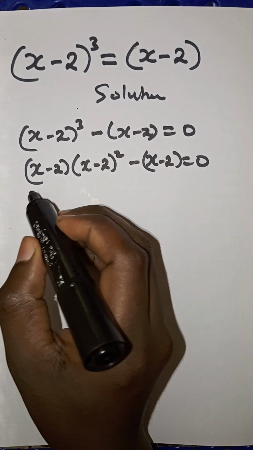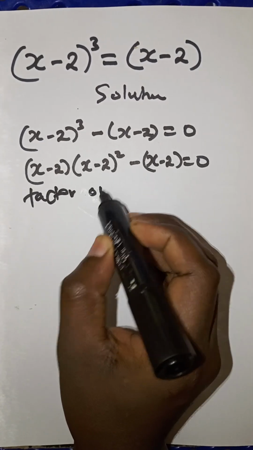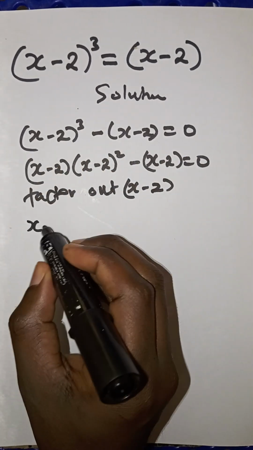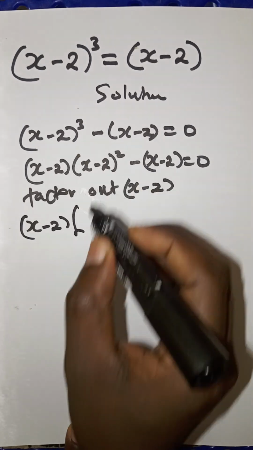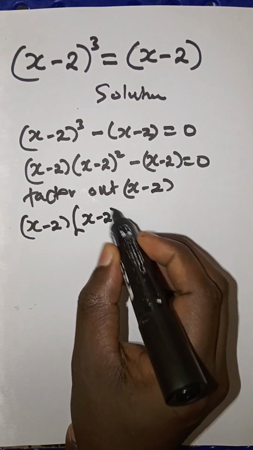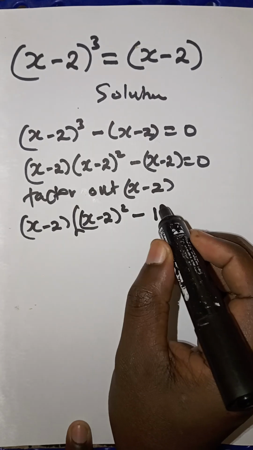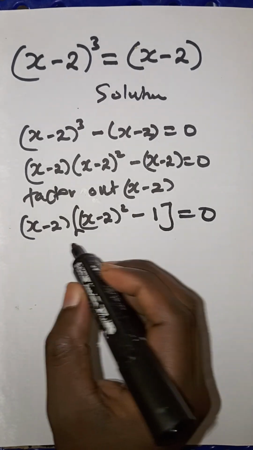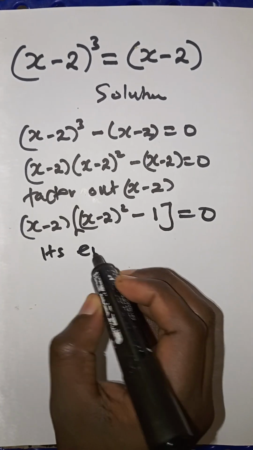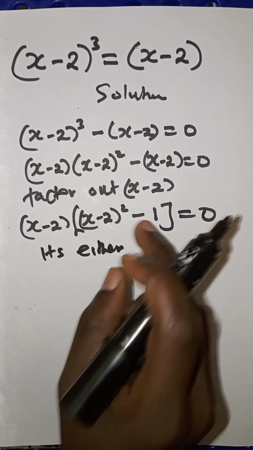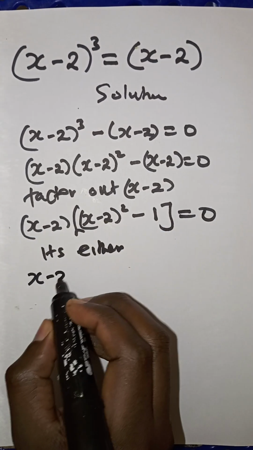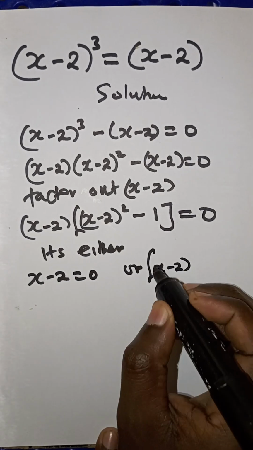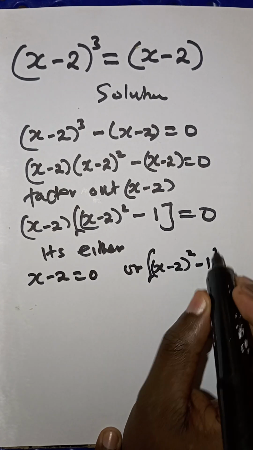So the next step, I'm going to factor out (x − 2) since it is here and here, so that I remain with (x − 2)² − 1 = 0. Then it goes without saying that this is a product of two functions. It's either x − 2 = 0 or (x − 2)² − 1 = 0.